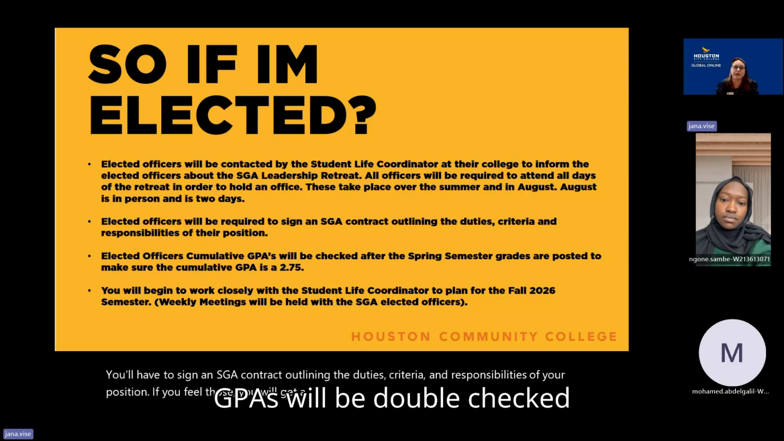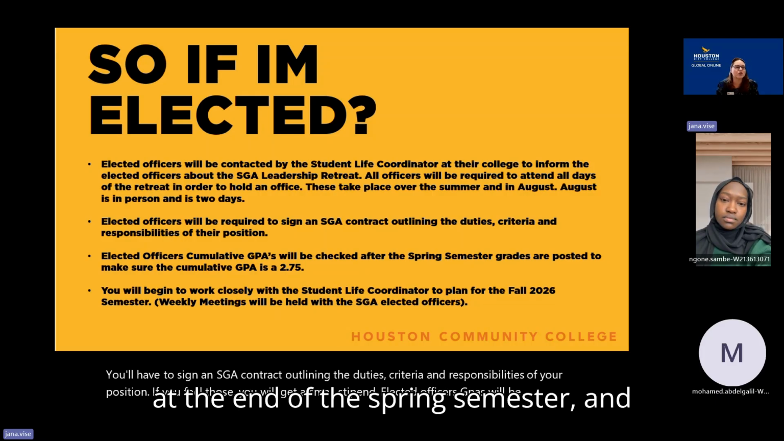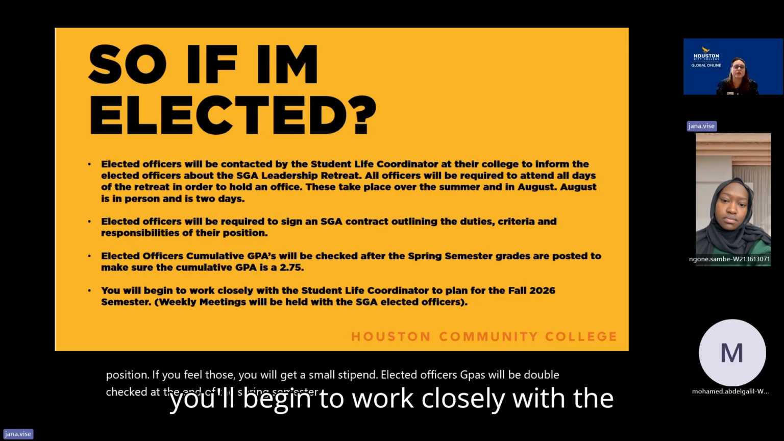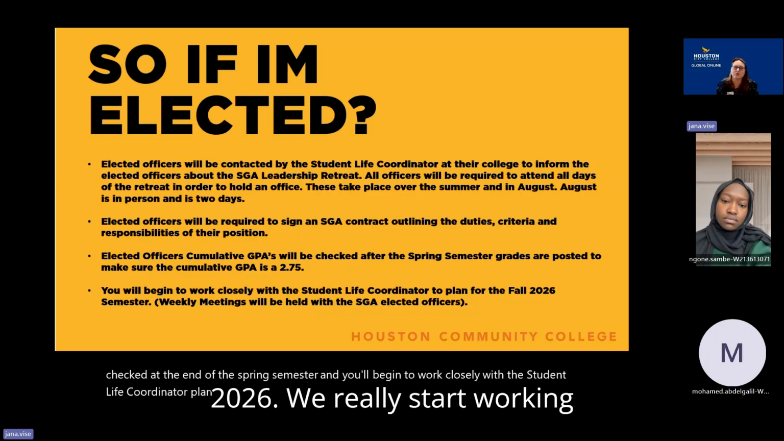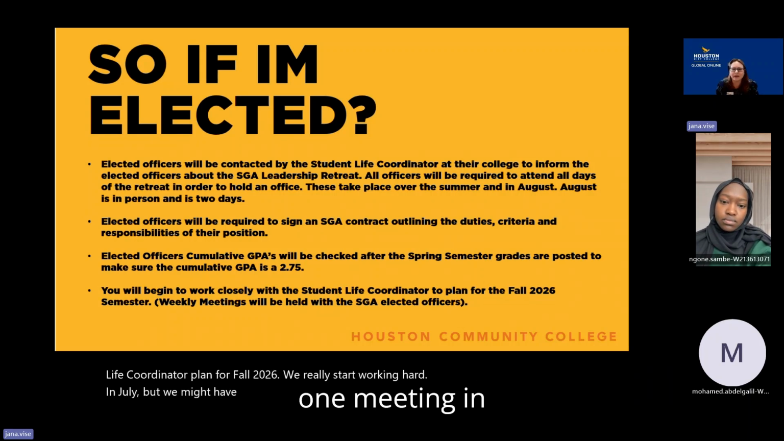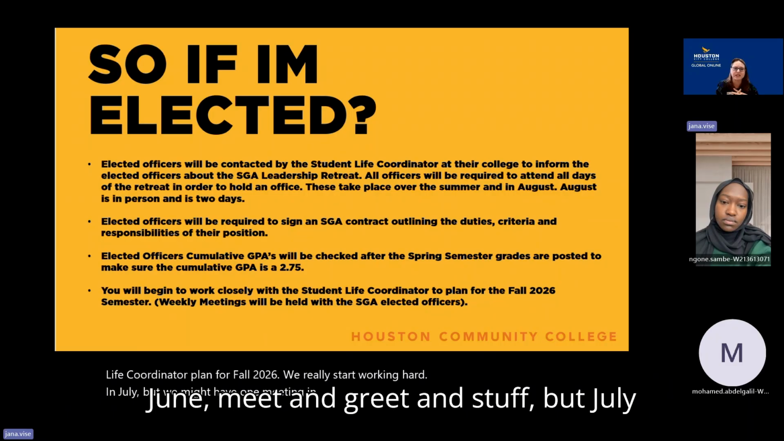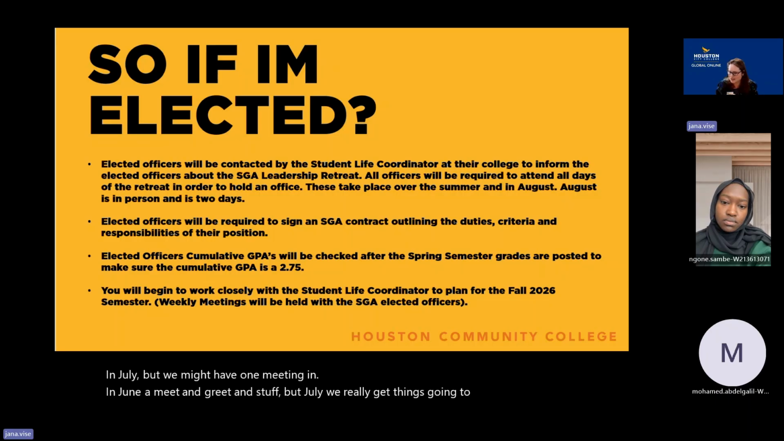Elected officers' GPAs will be double checked at the end of the spring semester, and you'll begin to work closely with the student life coordinator to plan for fall 2026. We really start working hard in July. So we might have one meeting in June and meet and greet and stuff, but July we really get things going to get started in August.